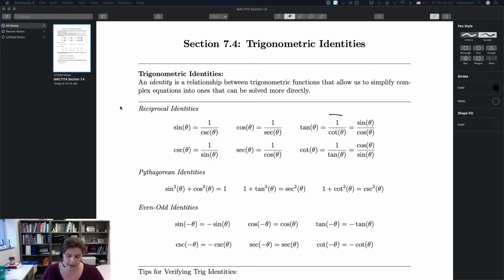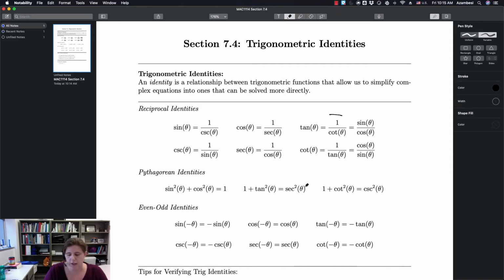The first set is called the reciprocal identities. So these are the direct relationships between one trig function and another. So for example, sine of theta is 1 over cosecant of theta, which means that cosecant of theta is 1 over sine of theta, where theta is an angle. Same thing is true of the relationship between cosine and secant. So cosine of theta is 1 over secant of theta, where secant of theta is 1 over cosine.